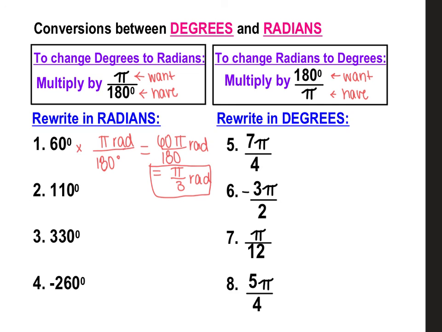Let's go in reverse here. If we want to change number 5 to degrees, what we want needs to be on top. So we want degrees, so we're going to put 180 degrees on top. And what we have is radians, so they're going to go on the bottom. You can see here that your pi's are going to cancel. And you would just basically have to do 7 times 180 divided by 4 because our pi's canceled. And we'll get a value here, just plug it into a calculator and you get 315 degrees because that is the unit of measure we're left with.